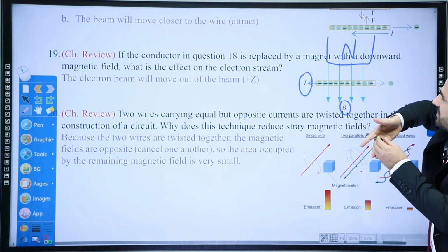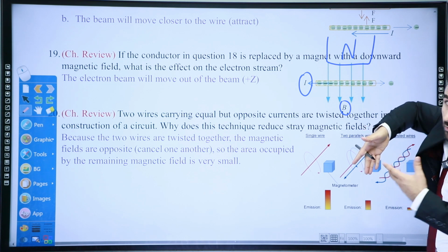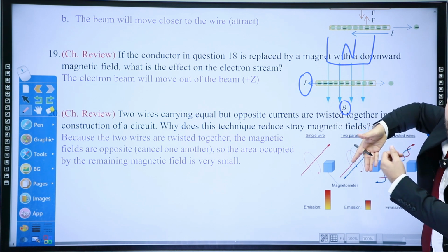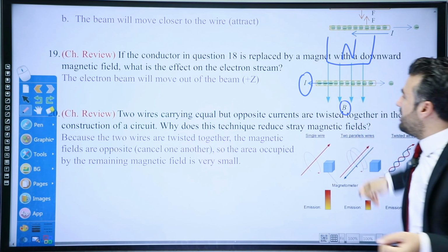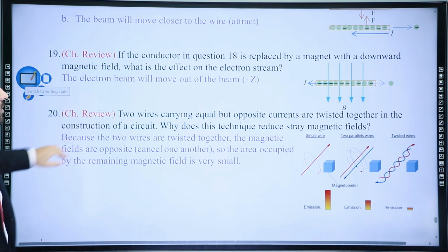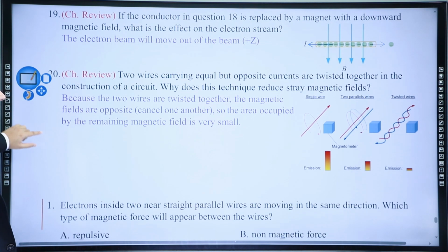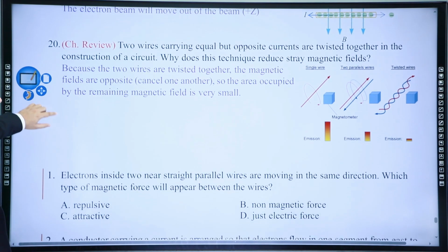So in this case, you can say the stream of the electrons would have a force on it, which makes it move out of the page, or move in the positive Z direction. All right, so the electron beam will move out of the page towards the positive Z direction.